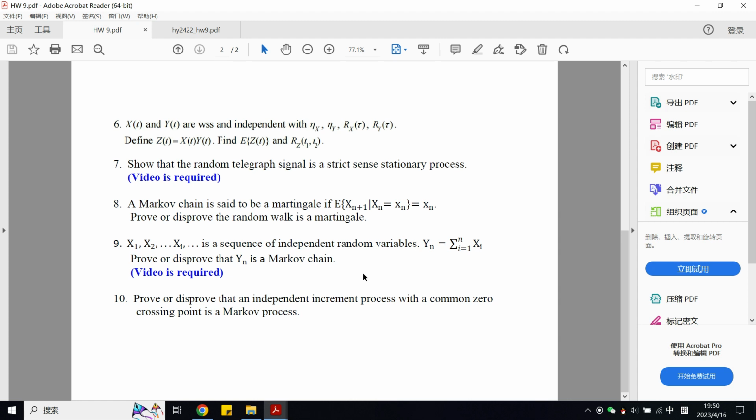So in question 9, x1, x2, to xi is a sequence of independent random variables, and yn equals the sum from i equals 1 to n of xi. So we need to prove that yn is a Markov chain.